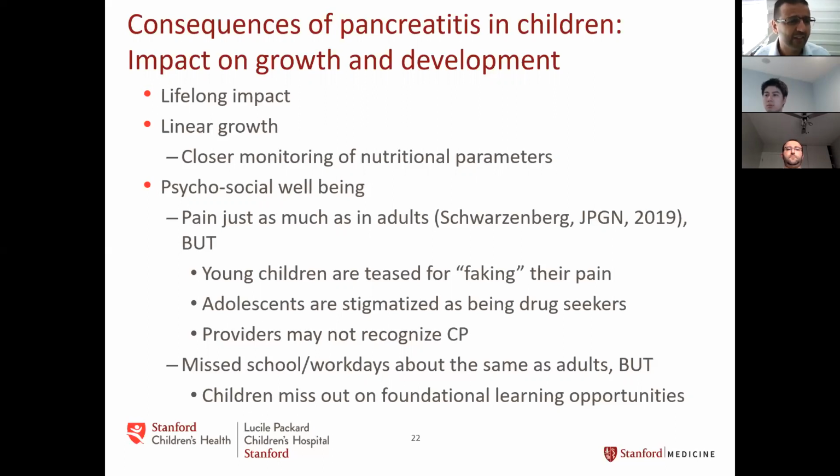Providers may not recognize chronic pancreatitis in children just because they don't recognize it as much, and children may not manifest those classic symptoms. And it has impact on missed school, work days for their families, and fundamental, foundational learning opportunities. I think that's another area of further evaluation, because this is a real problem that needs to be studied more rigorously.